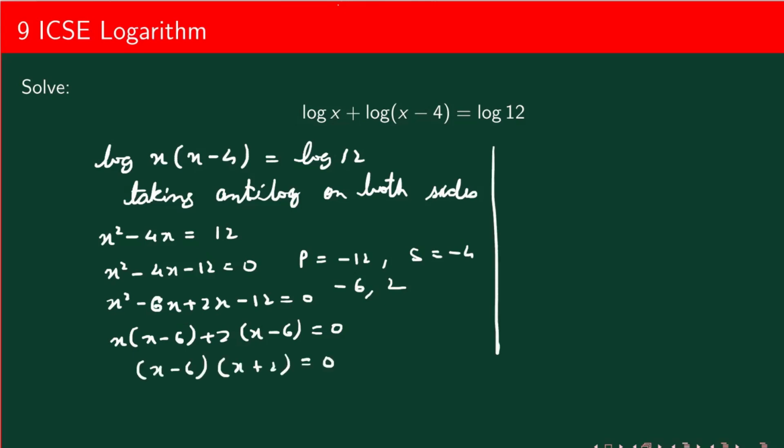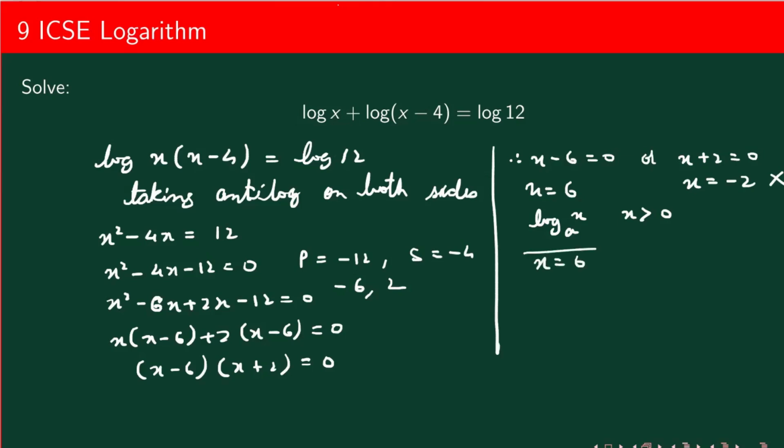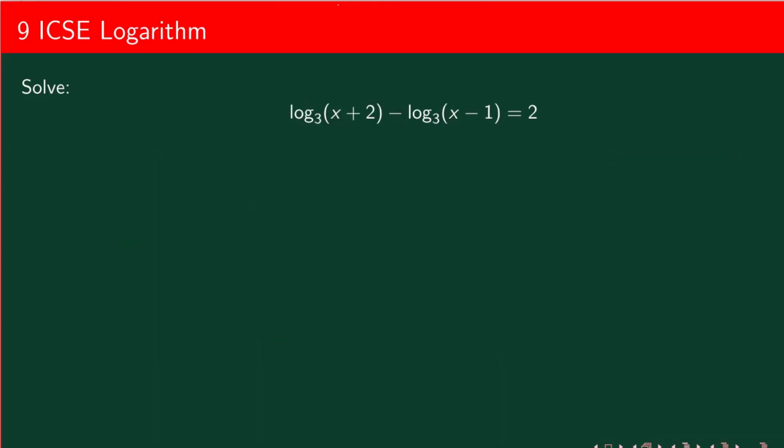Okay, let's continue here. So therefore x minus 6 is 0, x is equal to 6, or you have x plus 2 is 0, x is equal to negative 2. Again, what I have told you some time back, x needs to be greater than 0. So therefore this is not considered, and x equal to 6 is our answer. Do write this as a reason for rejecting x equal to negative 2. Let's move to the next question now.